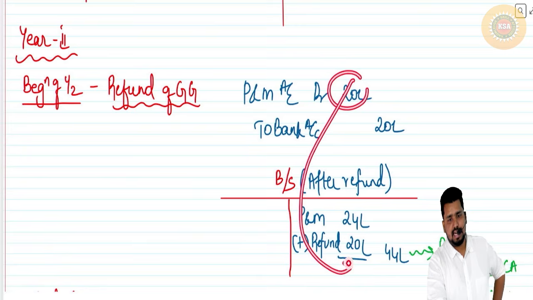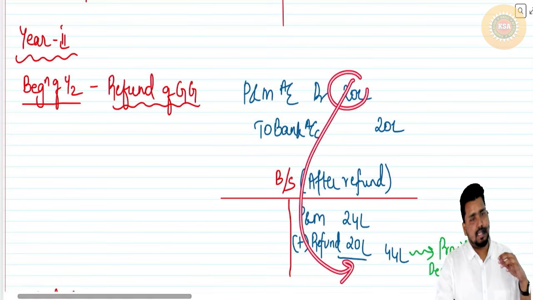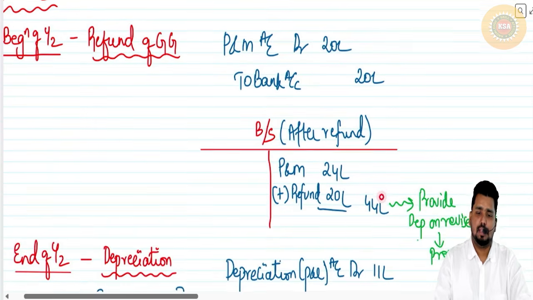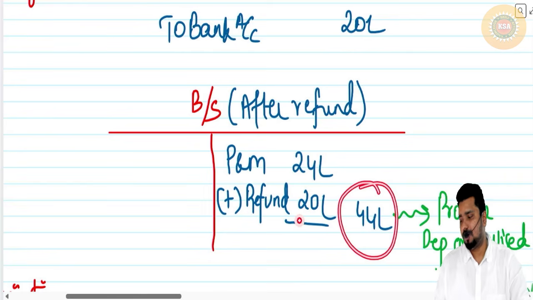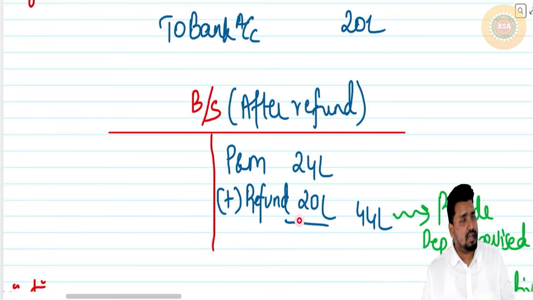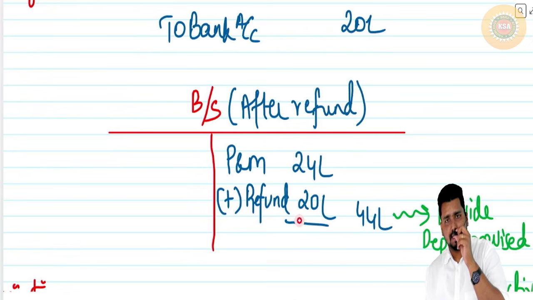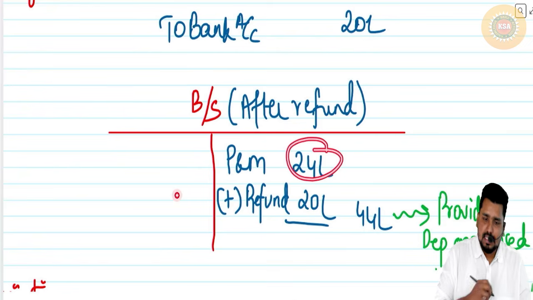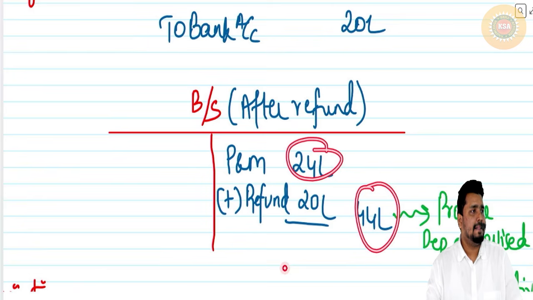Because of this, already at the beginning of the second year, we were having 24 lakhs. With that, what is added? 20 lakhs. Correct. Yes or no? Therefore, what is the revised carrying amount of plant and machinery after refund? Next, from second year end onwards, if you have to provide depreciation, whether depreciation is on 24 lakhs or 44 lakhs.